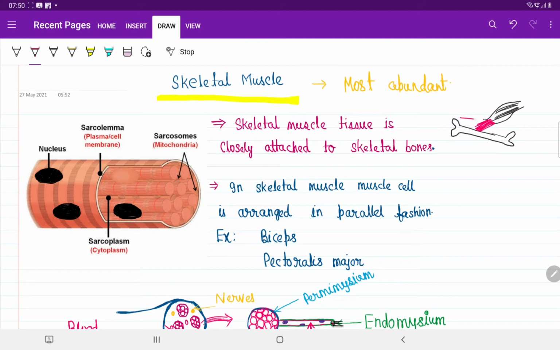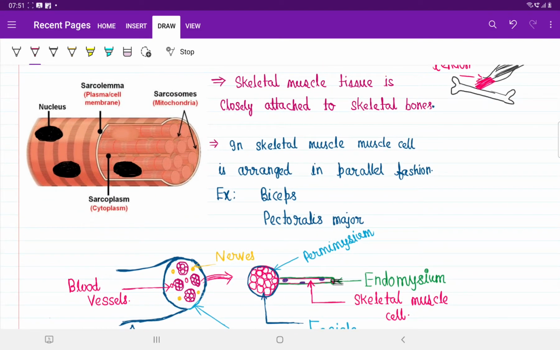This tissue is called tendon. One very important piece of information from the perspective of the NEET exam: tendon is a connective tissue which attaches the skeletal muscle to bone.